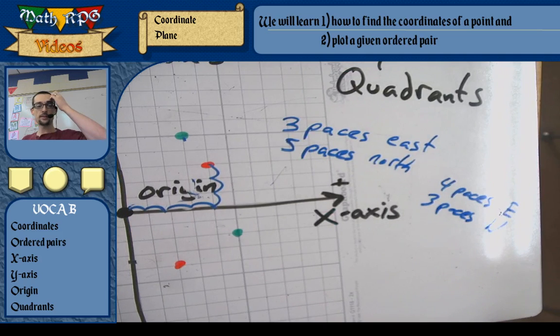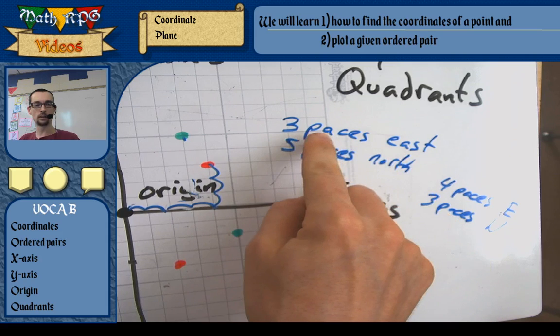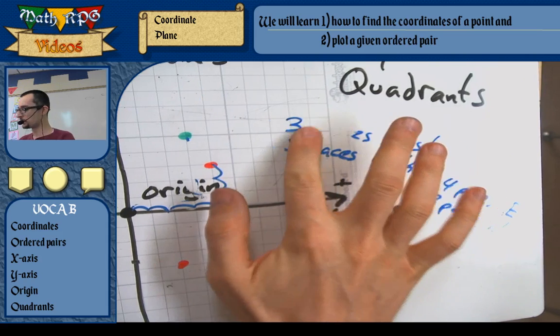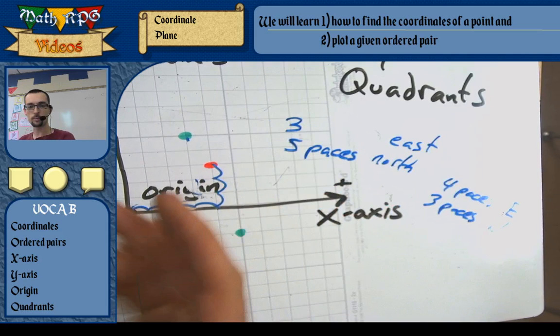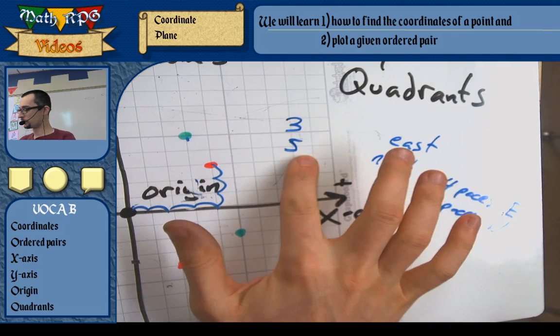Okay, now this is kind of a lot of language. We could abbreviate this, right? Instead of saying 3 paces east, let's just assume we're walking, so we don't really need the word paces, right? I don't really lose much information if I say, okay, go 3 east. And I don't really lose information if I say 5 north.